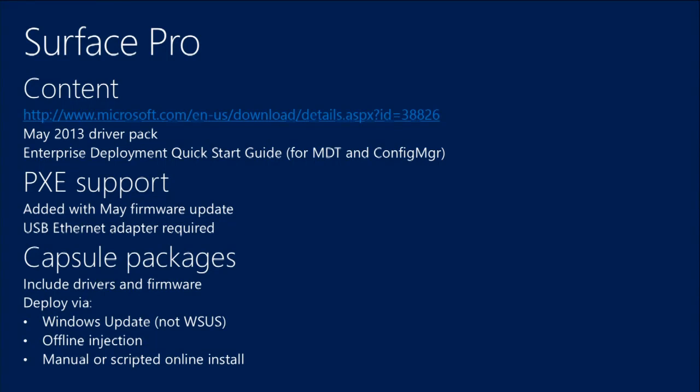So when the Surface Pro came out, a lot of folks started looking at it and thinking, oh, cool, it's just running Windows, Windows Enterprise and Windows Pro, so I should be able to deploy that OS using Config Manager. Well, there were some gotchas. There weren't any drivers available at first, and you couldn't PXE boot it. So you had to get external media and try to do it that way.